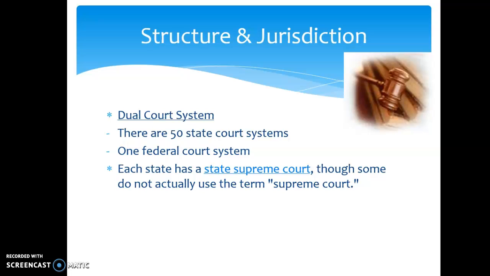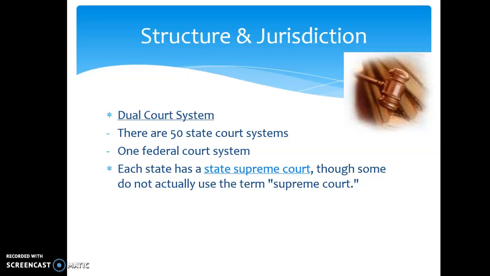So look further then on our dual court system. We have federal court systems, but we also have state court systems. There are 50 state court systems and one federal court system. The federal court system begins with the district federal courts, and we have the circuit courts of appeal, and then we have the Supreme Court.